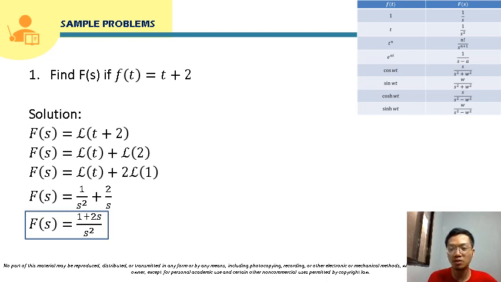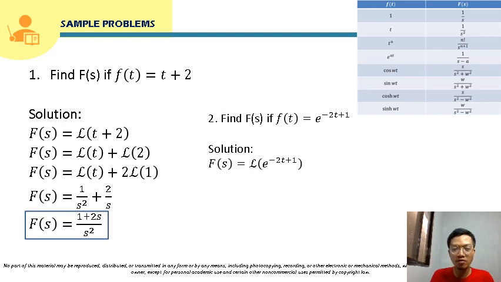Okay, so let's proceed to number 2. So for number 2, find the Laplace transform of f of t is equal to e raised to negative 2t plus 1. Okay, so to solve this, we are going to solve for F of s. So that will just be equal to the Laplace transform of the given f of t, which is e raised to negative 2t plus 1. Okay, so here, as we know, we have here Laplace transform for exponential function, right? We have here e raised to at.